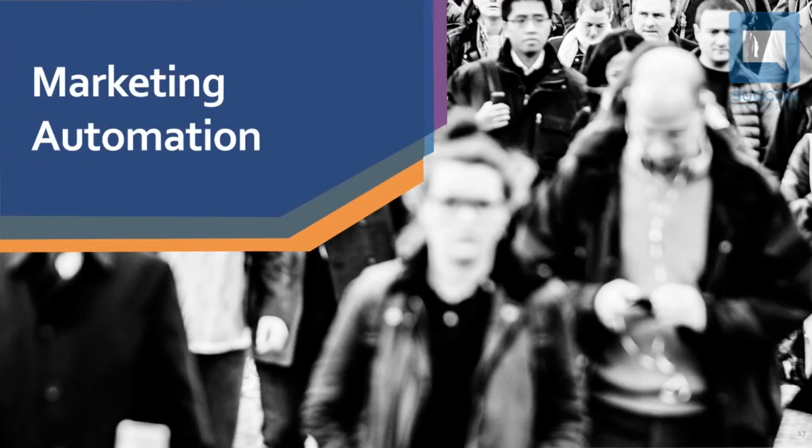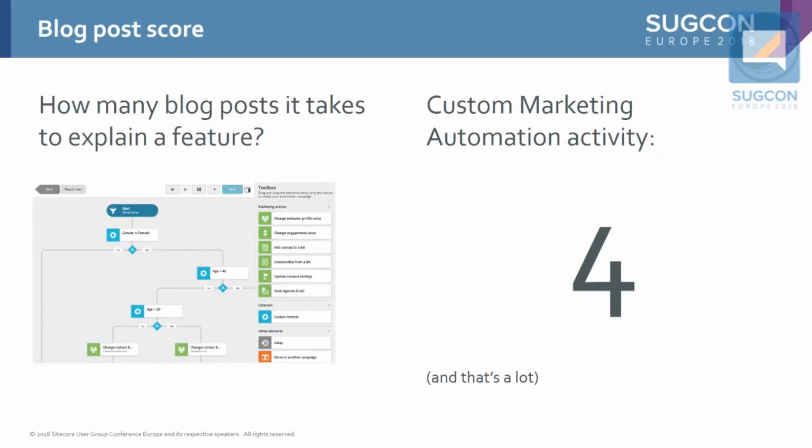Okay, so the next really good use case for Sitecore Flow is marketing automation. Why? Because it's complicated. At least maybe it's just me, but it took me a while to understand how to deploy, develop, and debug a custom marketing automation activity. And how to measure complexity? For me, it was the so-called blog post score. How many blog posts it takes to explain a feature.